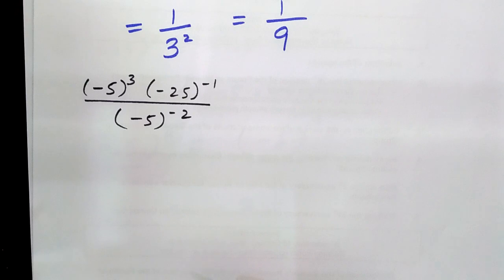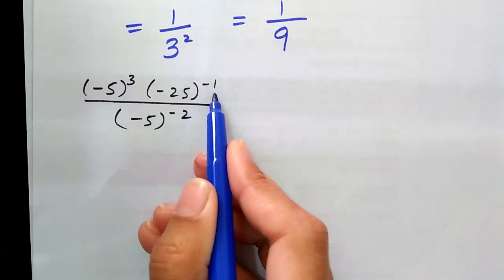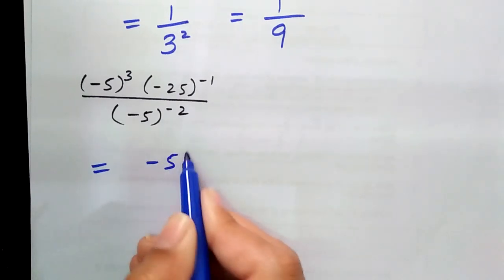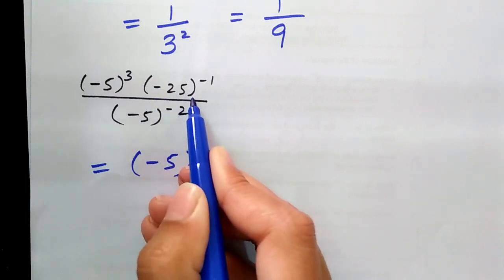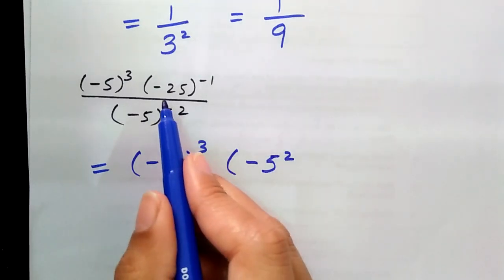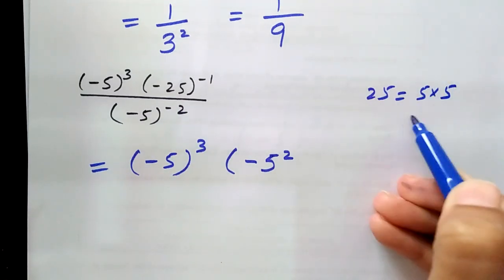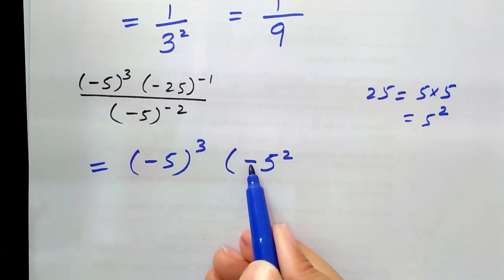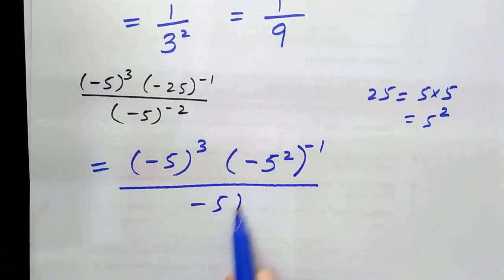Now consider the next example, that is negative of 5 raised to power 3 into negative of 25 raised to power minus 1, divided by negative of 5 raised to power minus 2. Negative of 5 raised to power 3. I can write negative of 25 as negative of 5 square. I have split 25 as a multiple of 5, like 25 equals 5 multiplied by 5, that is 5 raised to power 2. So it can be written as negative remaining as it is and 25 written as 5 raised to power 2, divided by minus 5 raised to power minus 2.